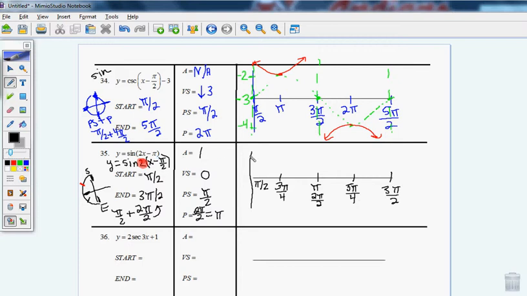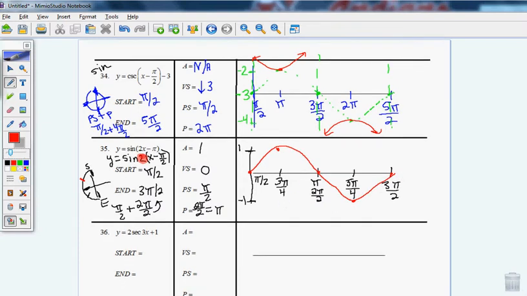Now amplitude is 1, so we're going to go just up to 1, and we're going to go down to 1. Not a lot of crazy stuff going on in this graph. It's a sine graph, so we're going to start on the graph, and we're going to go up, back, down, and up again. So sine graph, whoops, sorry, hope you get the idea. It's hard to graph with this pen, but that's our sine graph.